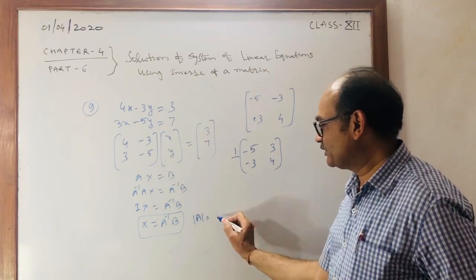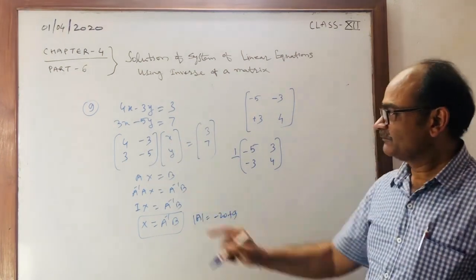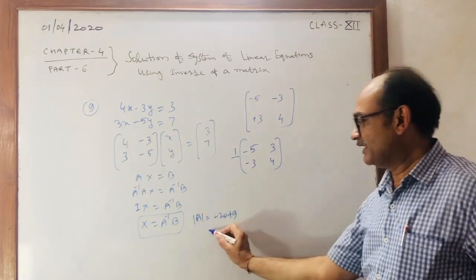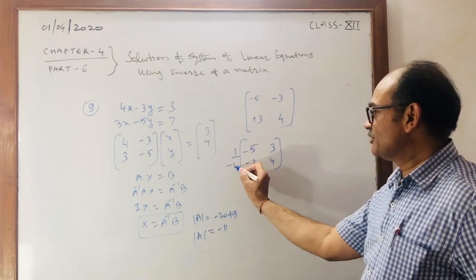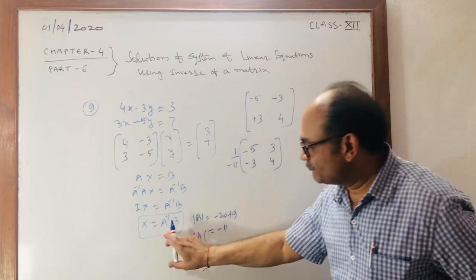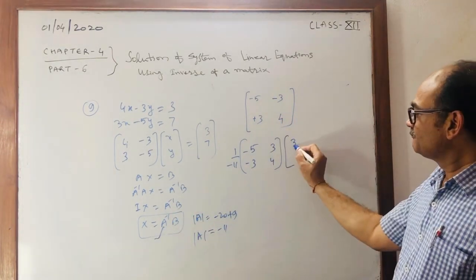Value of the determinant: minus 20 and plus 9, minus 11. Determinant A value is minus 11. It means you have to write here minus 1 by 11 as the value of A inverse. Now when you know A inverse, we have to multiply by B.